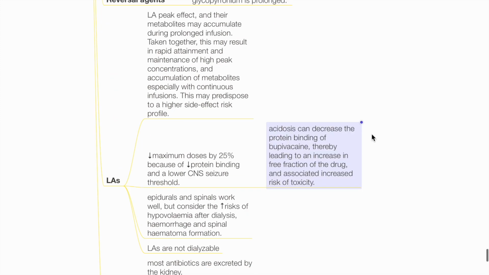LAs. LA peak effect and their metabolites may accumulate during prolonged infusions. Taken together, this may result in rapid attainment and maintenance of high peak concentrations and accumulation of metabolites, especially with continuous infusions. This may predispose to a higher side effect risk profile. Reduce maximum doses of LA by 25% due to reduced protein binding and lower CNS seizure threshold.